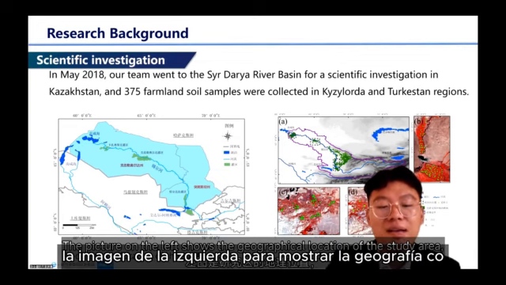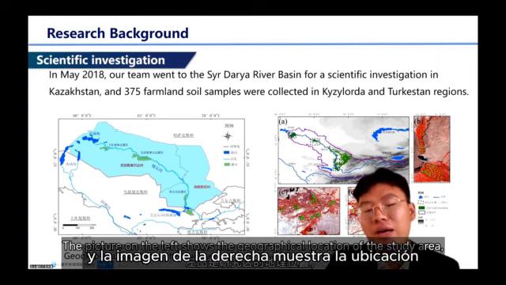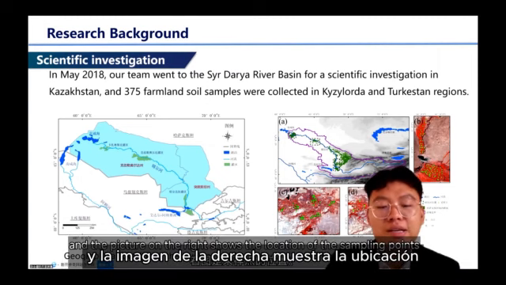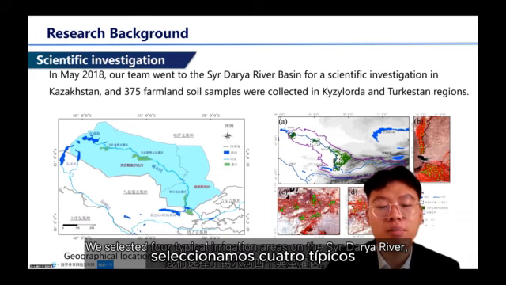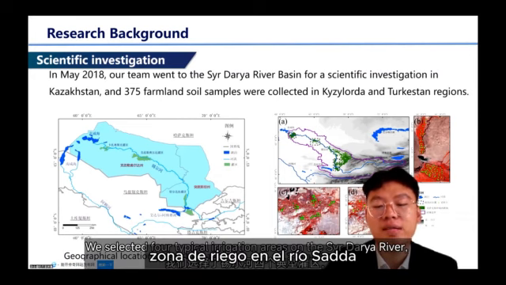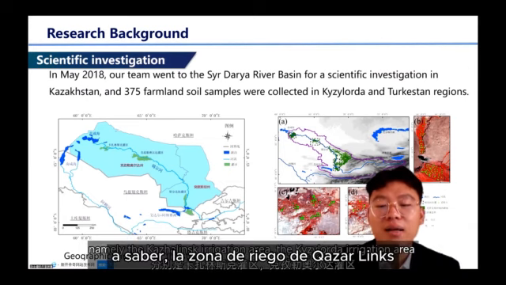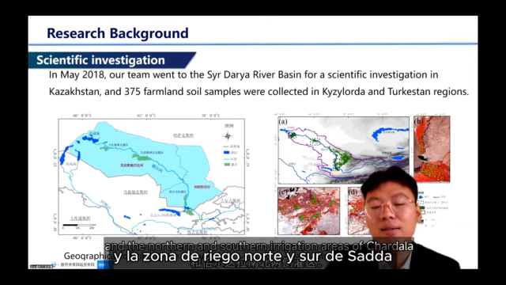The picture on the left shows the geographical location of the study area, and the picture on the right shows the location of the sample points. We selected four typical irrigation areas on the Syr Darya River, namely the Kazalinsk irrigation area, the Kyzylorda irrigation area, and the northern and southern irrigation areas of Syr Darya.